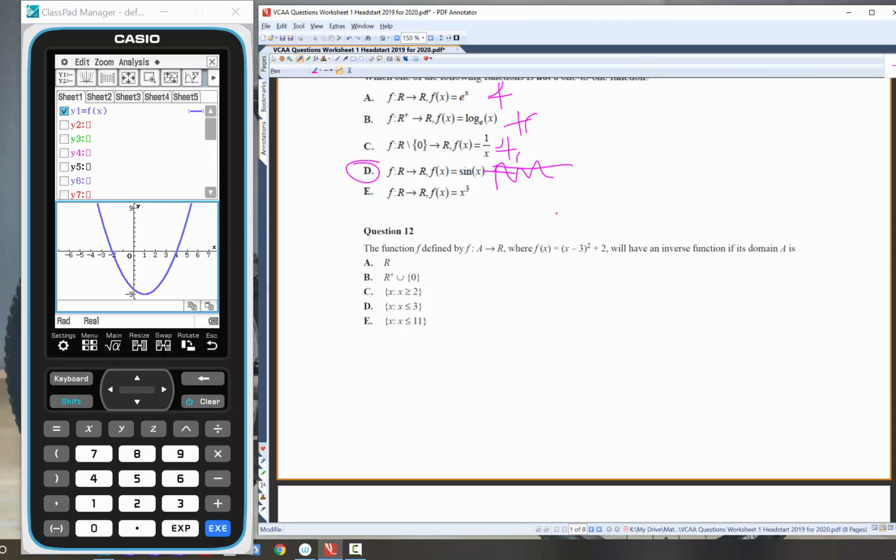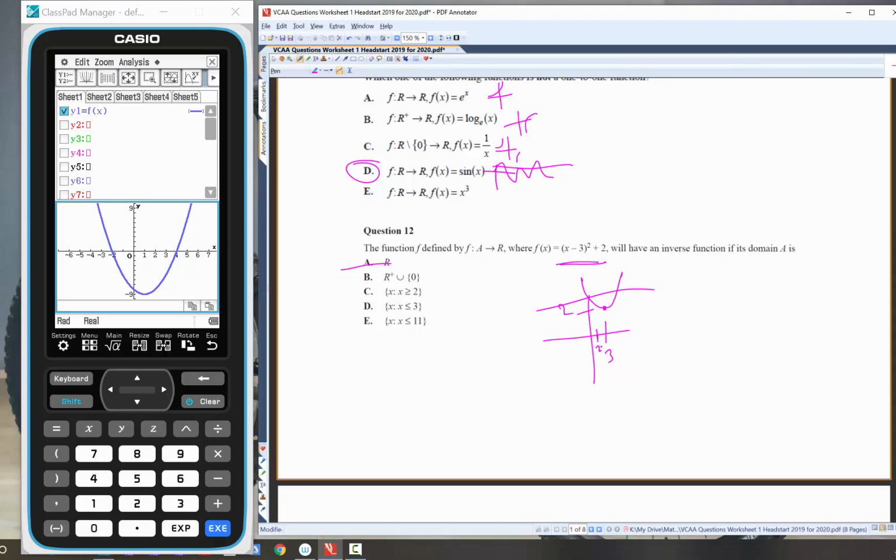Okay, this one here, a few of you guys got this one incorrect. So it's going to have an inverse function if this thing is one-to-one. So let's quickly sketch it. 3 and 2 is our turning point, and it's an upright parabola. So it will have an inverse function if its domain is, well, the set of all real numbers is out because it fails the vertical line test for all real numbers. All real positives union 0 still fails the vertical line test.